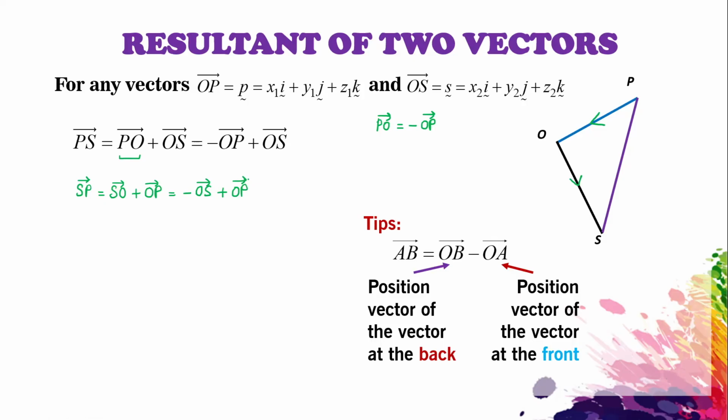So the easiest way in finding the resultant of two vectors is by subtraction of the position vector of the vector at the back with the position vector of the vector at the front. So let's say if you want to find the vector AC, it's going to be OC minus OA. Easy peasy.